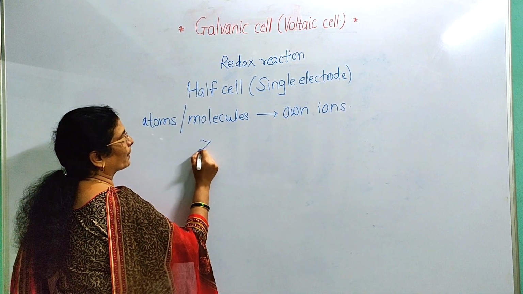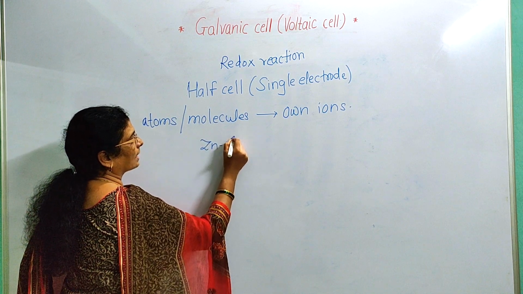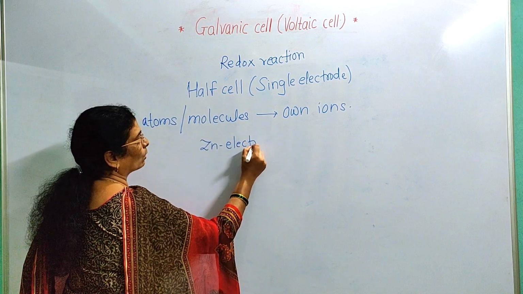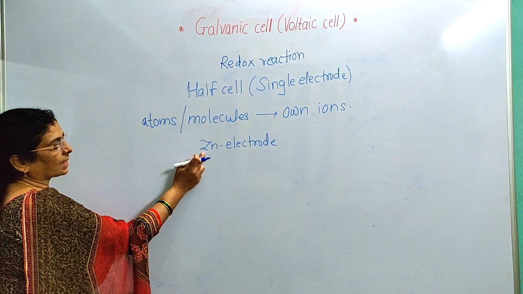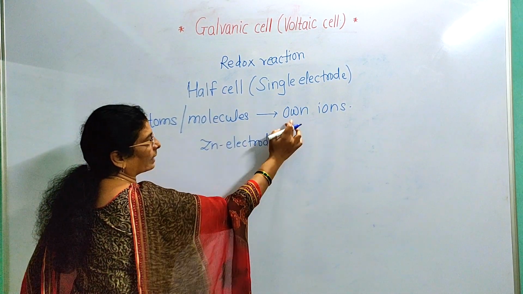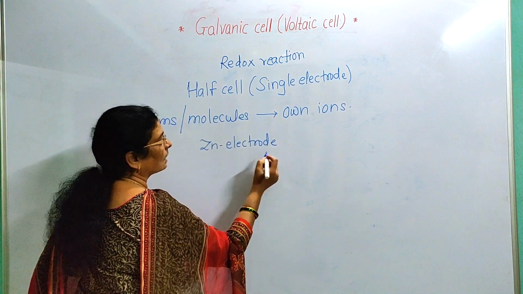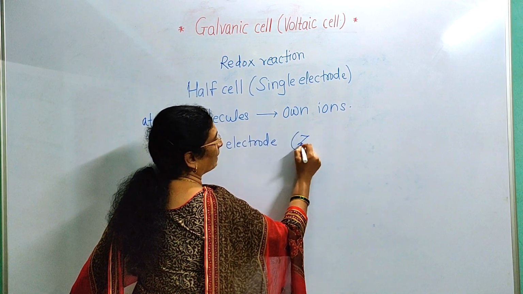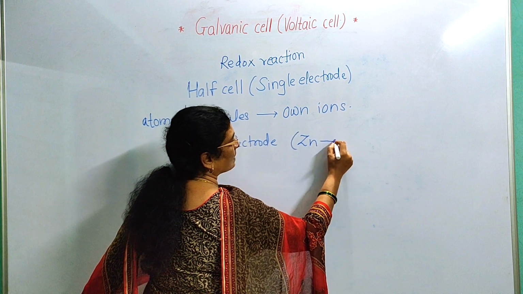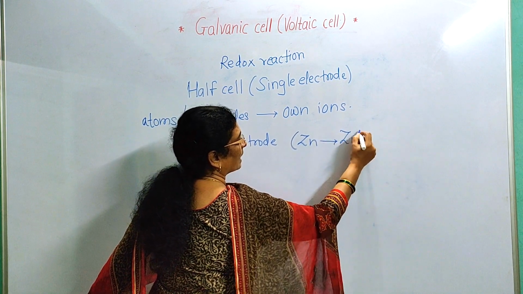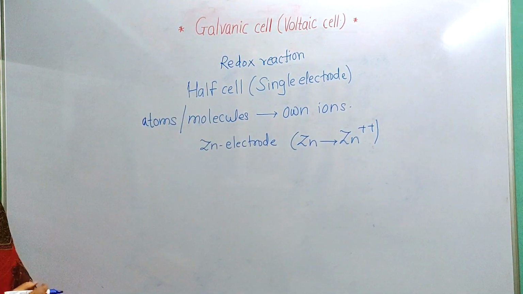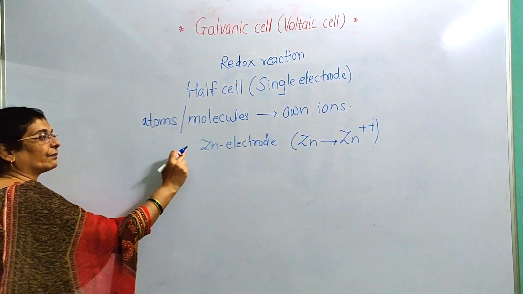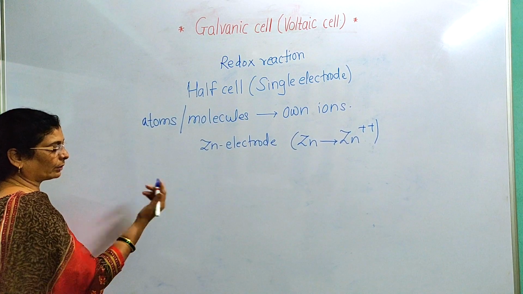Suppose we have to prepare a zinc electrode, a zinc half cell. What is the condition here? The atoms of zinc must be in direct contact with ions of zinc. Means we have Zn atoms and they must be in direct contact with Zn plus ions. Now if you have to consider a zinc electrode, what do you have to do?